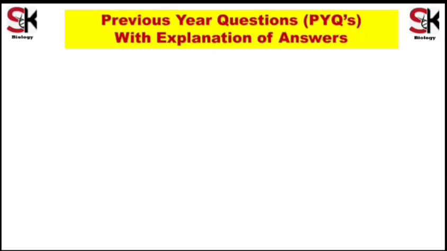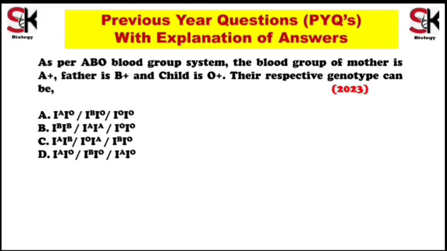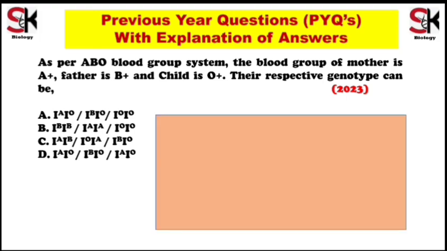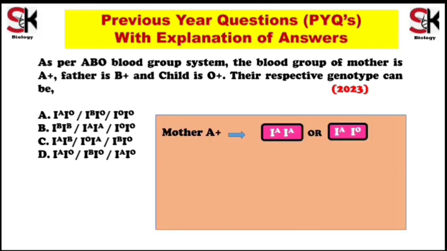First question is, as per ABO blood group system, the blood group of mother is A+, father is B+, and child is O+. So they are asking for genotype of mother, father and child. Now, as per the statement, if mother is A+, it can be possible if mother is having either homozygous allele for A or heterozygous allele for A. In case of father, he should be having homozygous allele for B or heterozygous allele for B.